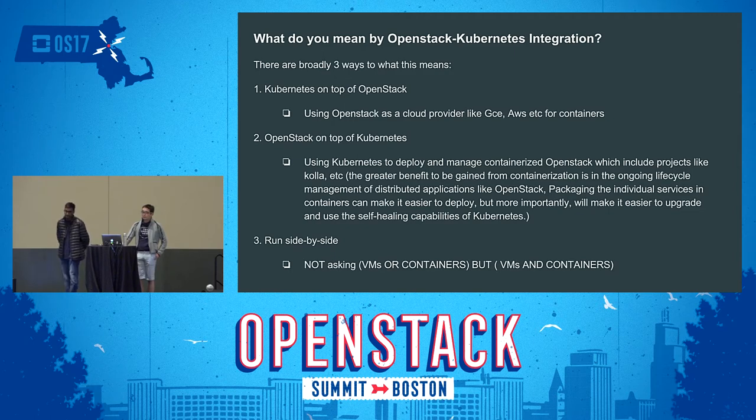And third is run side by side, which means not only running VMs or containers, but running VMs and containers side by side and communicating with each other, either on bare metal, or it could be nested containers also, like containers running inside VMs. So we'll be talking mostly about Kubernetes on top of OpenStack, and then we'll list the gaps, what is left.